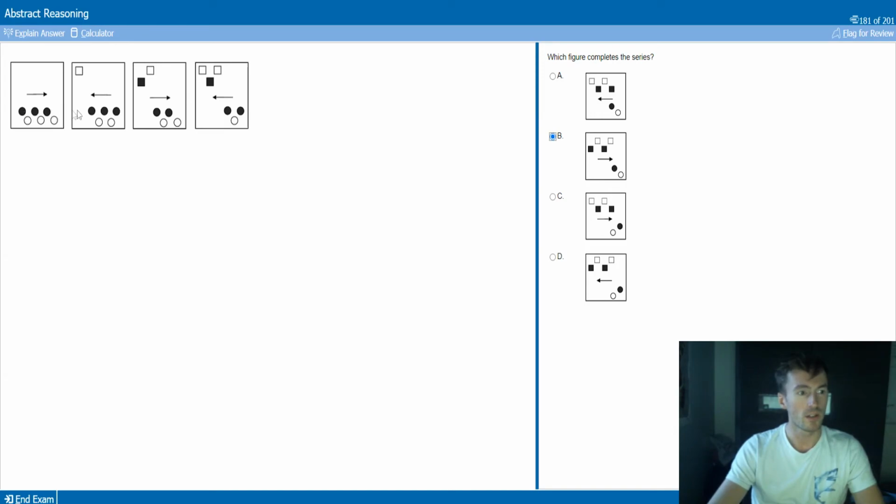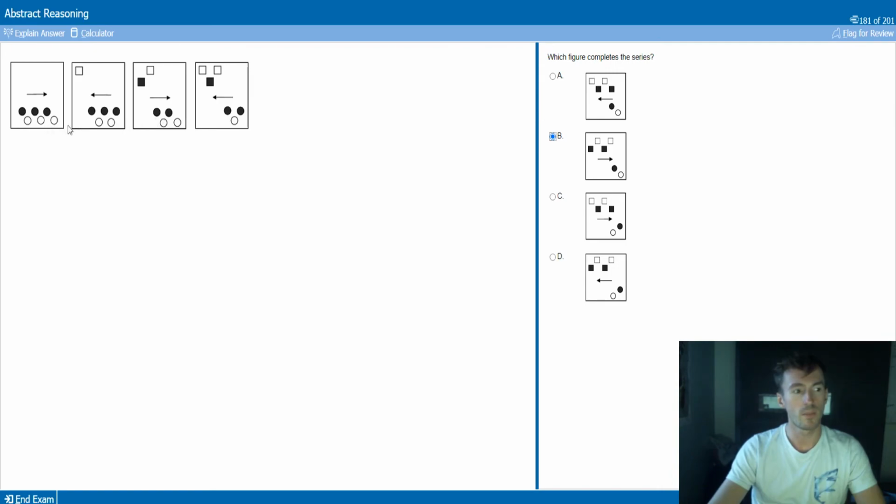So we have 3 circles, 3 shaded circles, then 3 white, then 3 shaded, then 2 white, then 2 shaded, 2 white, 2 shaded, 1 white, then it will be 1 shaded, 1 white. But as you can see here, these are the same for B and C, so we have to look at the position of them.